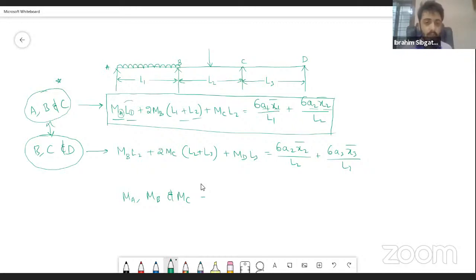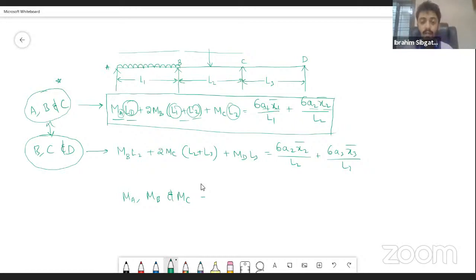Then coming to L1 and L2, we just have L1 and L2 over here. These are the lengths of the spans AB and BC. Since we are taking the supports A, B, and C, we will have two spans: one span as AB and another span as BC. So L1 is the length of the span AB and L2 is the length of the span BC. All right, so this is about the left hand side.